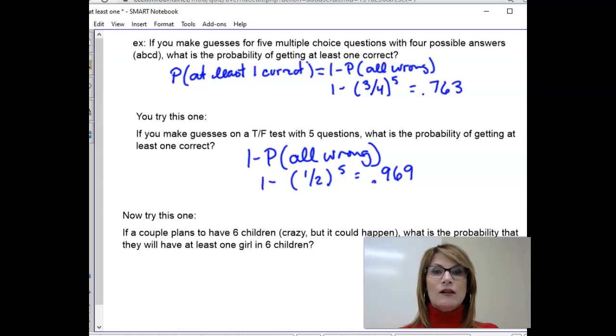Okay, so last question. A couple plans to have 6 children. That's crazy, but it could happen. What's the probability that they will have at least one girl? Okay, so try this question, and then we will check it in just a minute too.